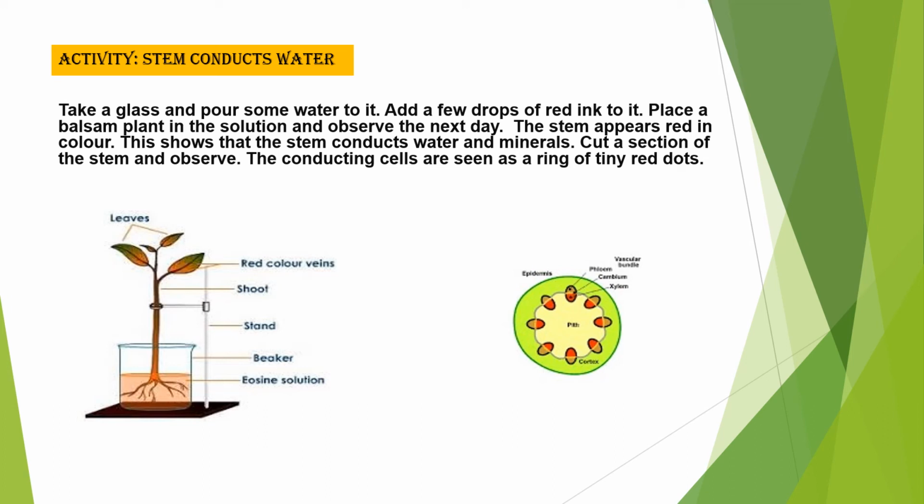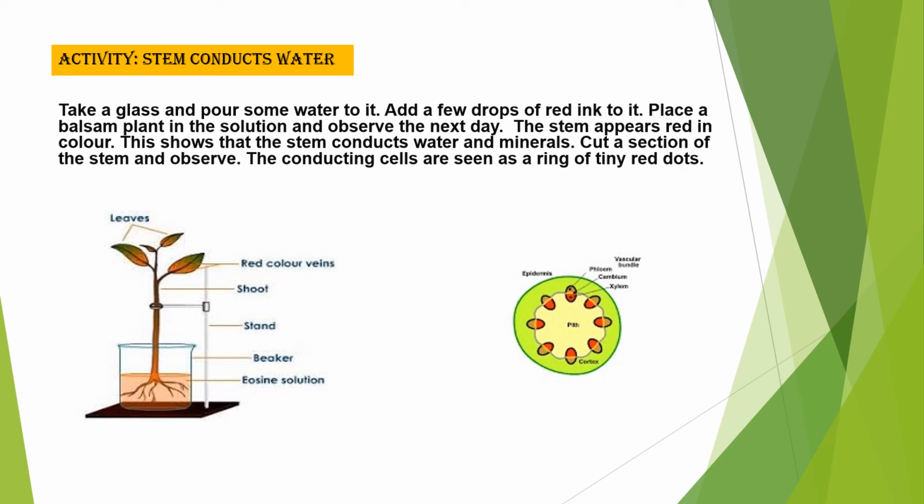Make a very thin slice of it, and using a hand lens, you will find there is a centrally placed ring of red colored dots. So this is the conducting tissue. You call it xylem. The conducting tissue would have turned red because it is absorbing this red water from the beaker, and it runs through the plant. So this just shows you that there are tissues in the stem of the plant which help in upward movement of water to different parts of the plant. So this activity proves that stem conducts water.